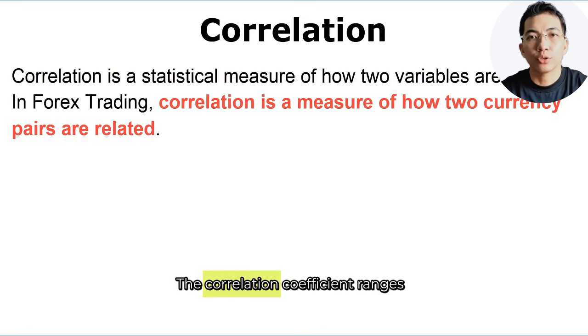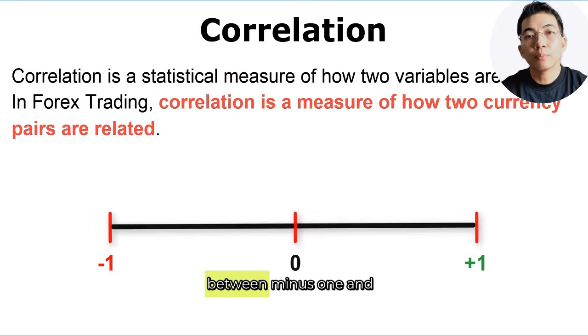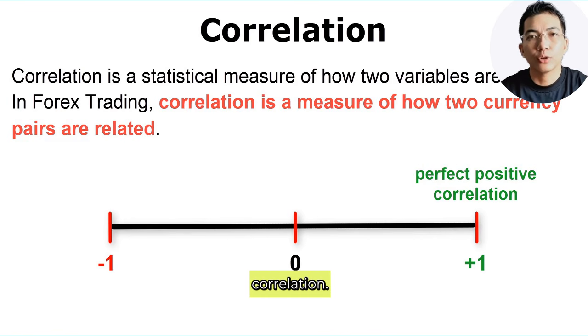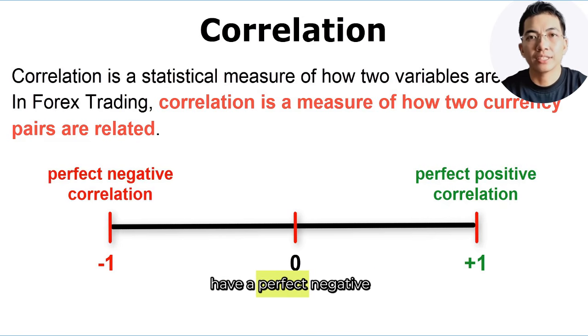The correlation coefficient ranges between -1 and +1. With +1 we have a perfect positive correlation. This means that the currency pairs move exactly in the same direction all the time. With -1 we have a perfect negative correlation, which means that the currency pairs move in the opposite directions all the time. Let's have an example.